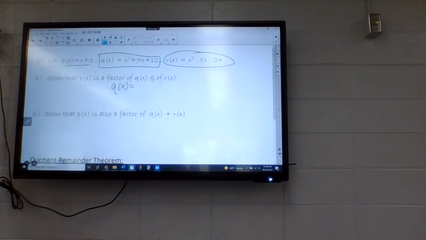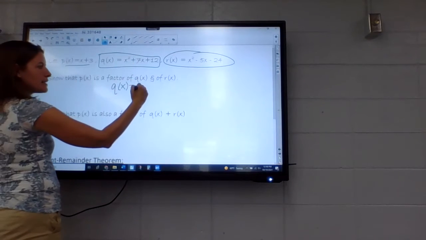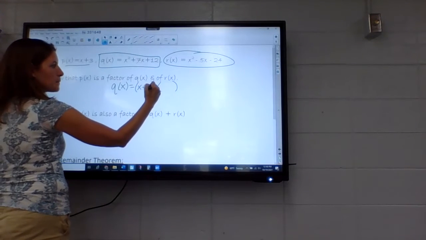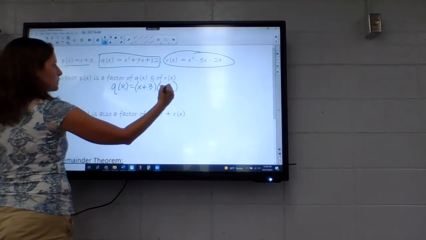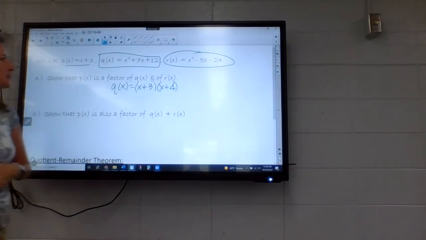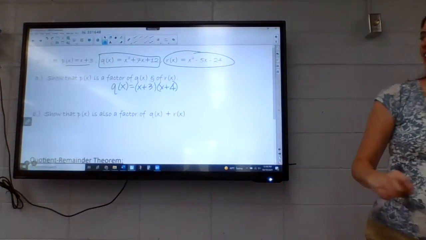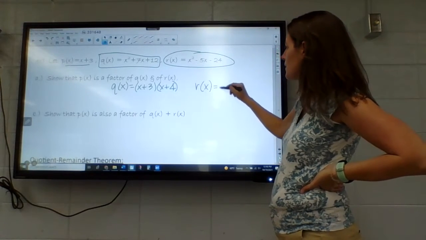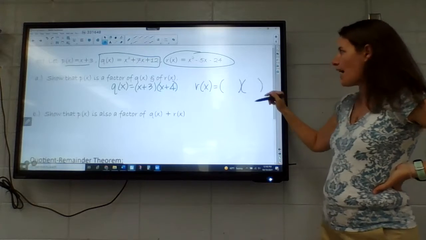So Q of x factored, we want to multiply to get 12, but add to get 7. X plus 3 and x plus 4. Okay, that's the way. I forgot that it was x plus 3. I thought it was supposed to be x plus 2, so I was worried that we did something wrong. But no, you're right. And then R of x, x plus 3 and x minus 8, so just factor that one as well.